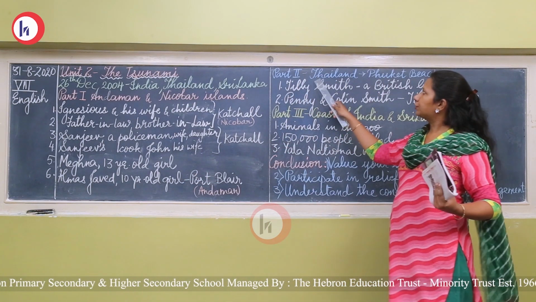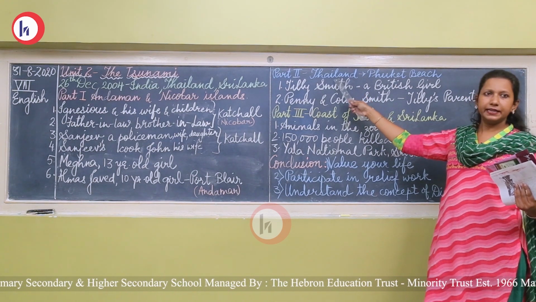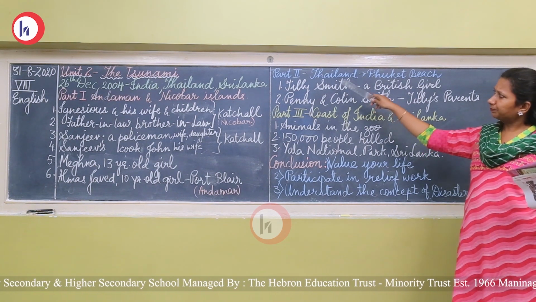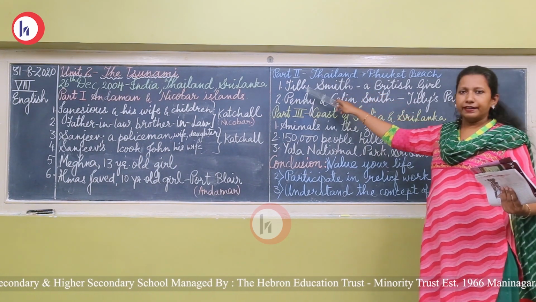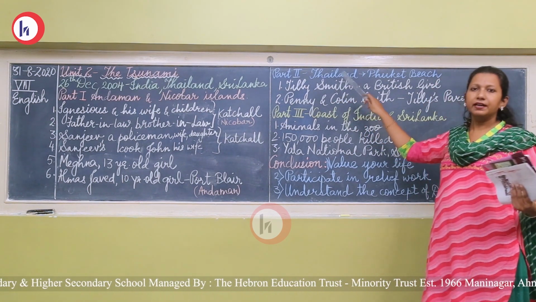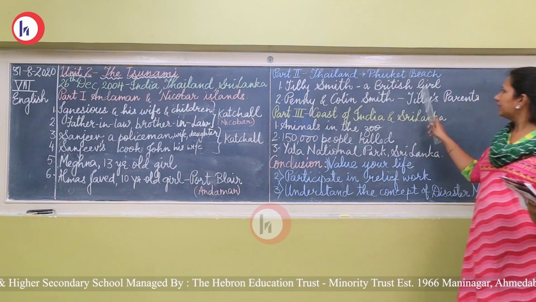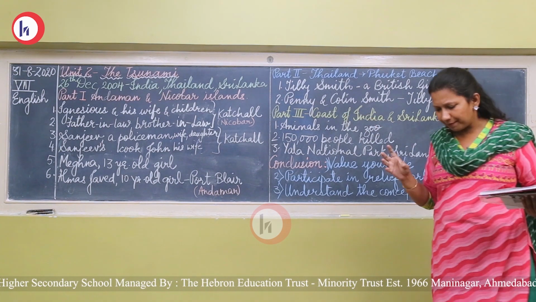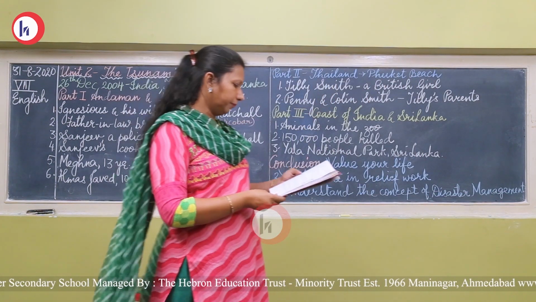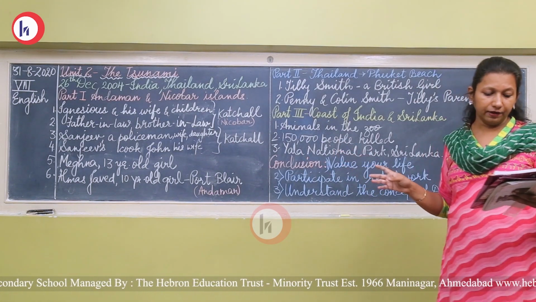Now we come to part 2. In part 2, the area affected is Thailand and especially Phuket beach. On this beach, there was a British family where the incident is highlighted, Tilly Smith. Tilly Smith is a British girl, and Penny and Colin Smith are Tilly's parents. This was a family who had come from England to celebrate Christmas here. And Tilly Smith is a 7-year-old girl.